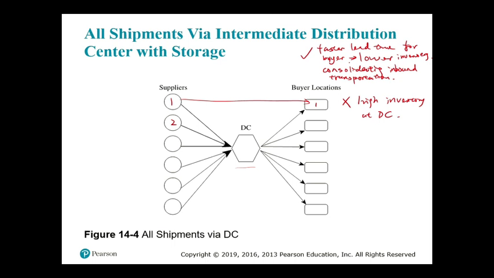Okay, so this structure makes sense if the shipment from each supplier is large enough to justify their own shipment, and either the buyer's demand is high enough to justify their own shipments, or their locations are far away, or their shipments cannot be coordinated.